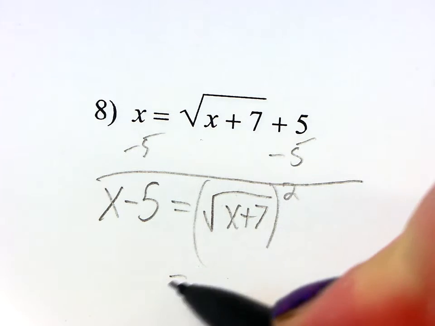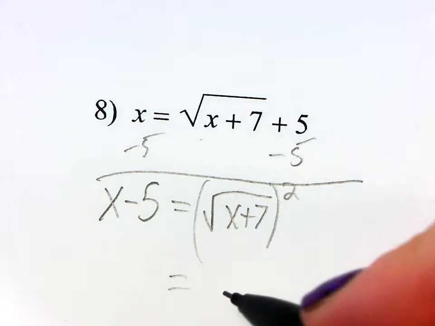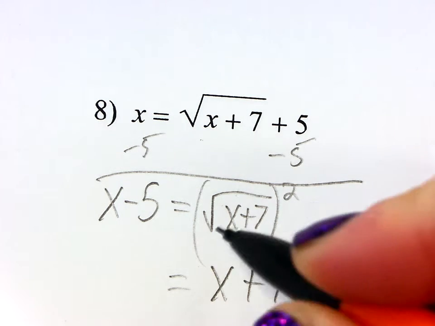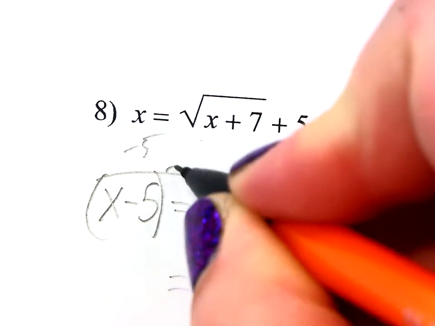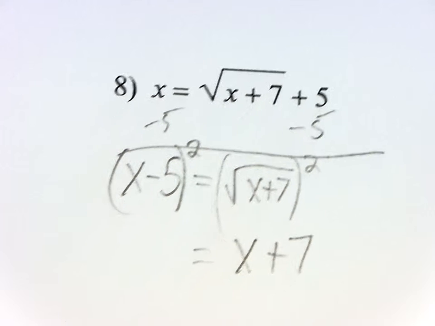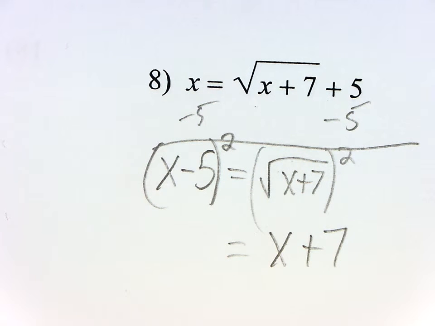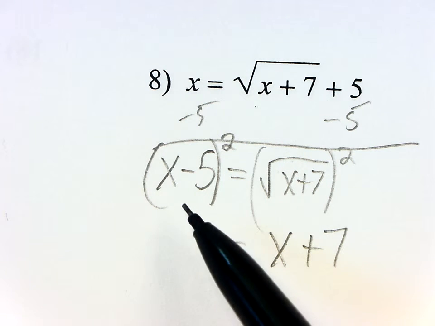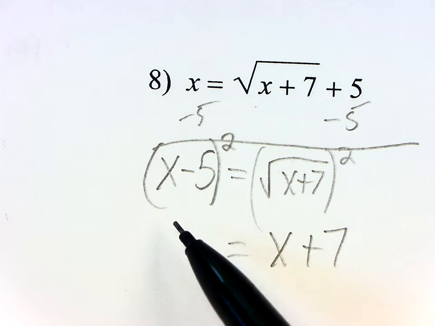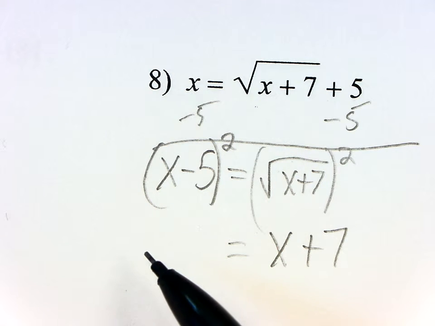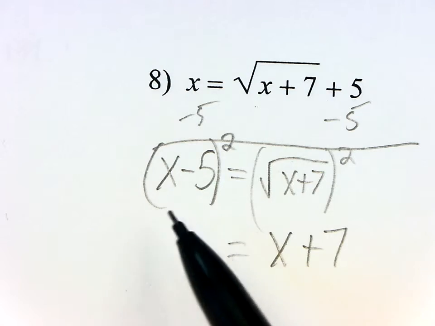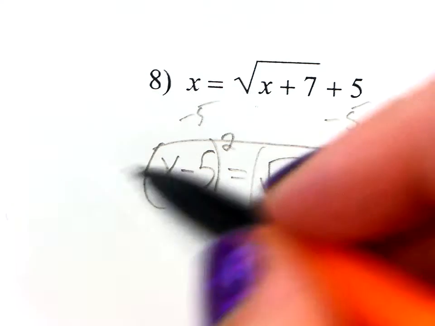I don't want the square root anymore. I need to square both sides. But you have to be careful. When you square the inside, what do you get? Yes, when you square the square root they cancel. When you square the left hand side, you get x squared minus 25.